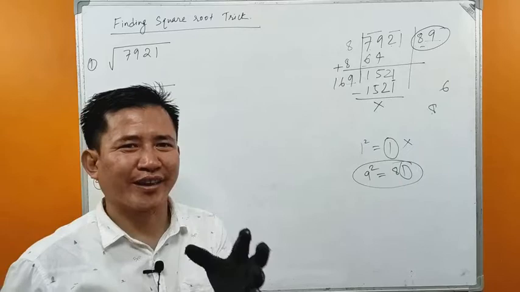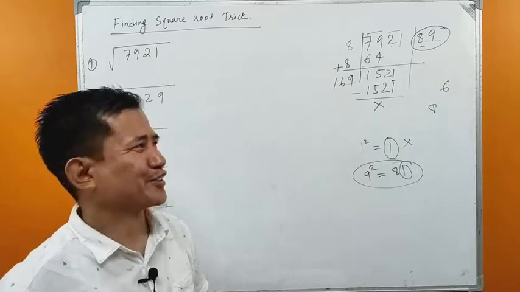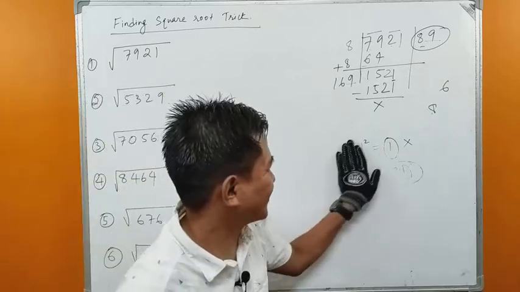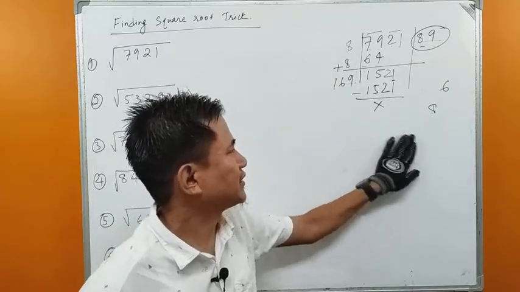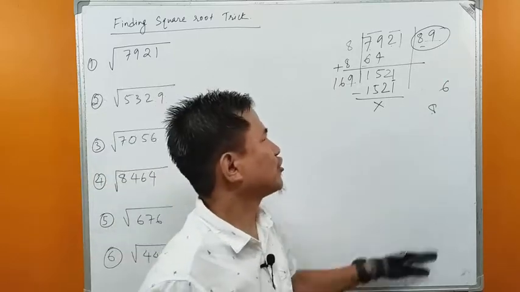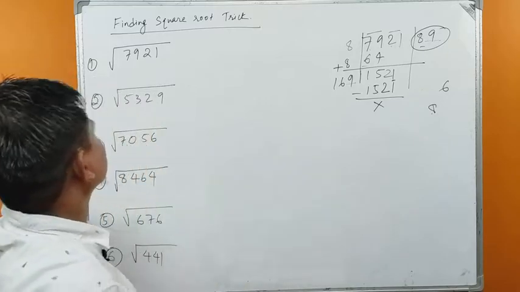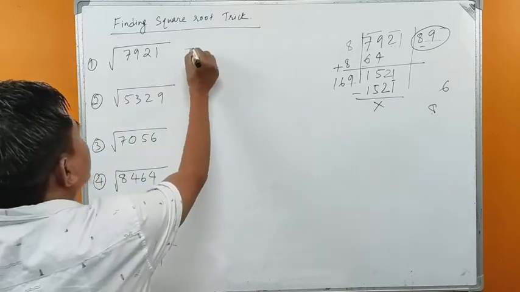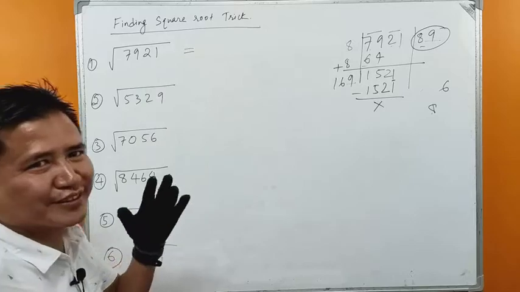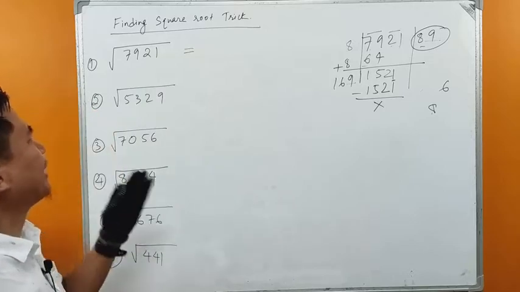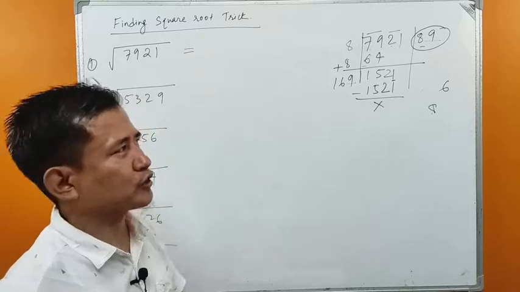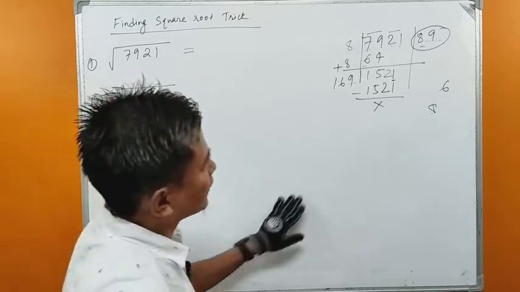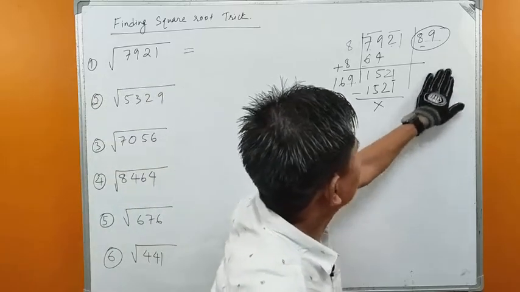This is how we find the square root by the long division method. We learned it in school, isn't it? Easy, but a bit time consuming, which is not good during the time of examination, isn't it? So here we are going to learn a quicker method which will help us to find the square root of any 4-digit or 3-digit perfect square numbers very quickly. So let's do this.